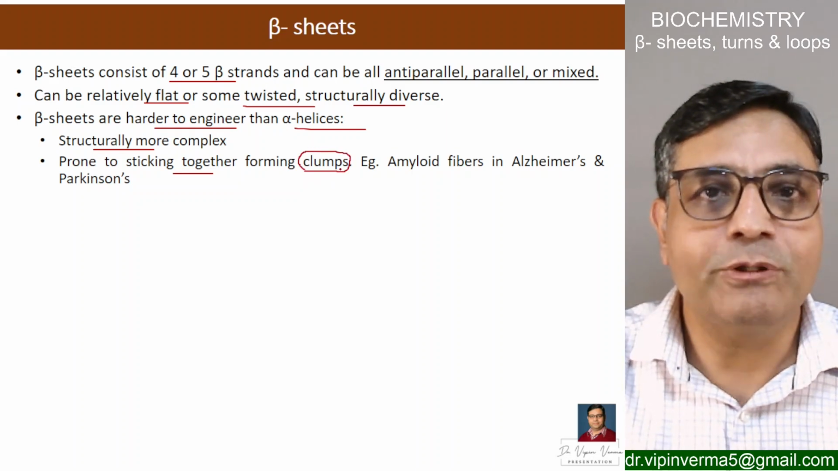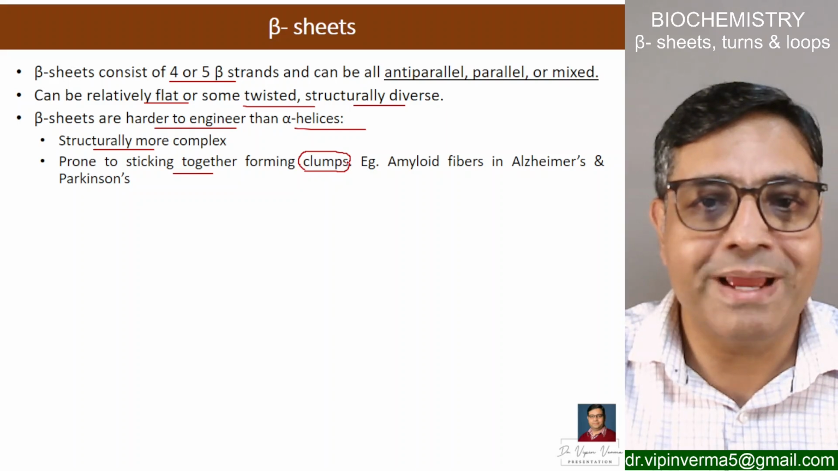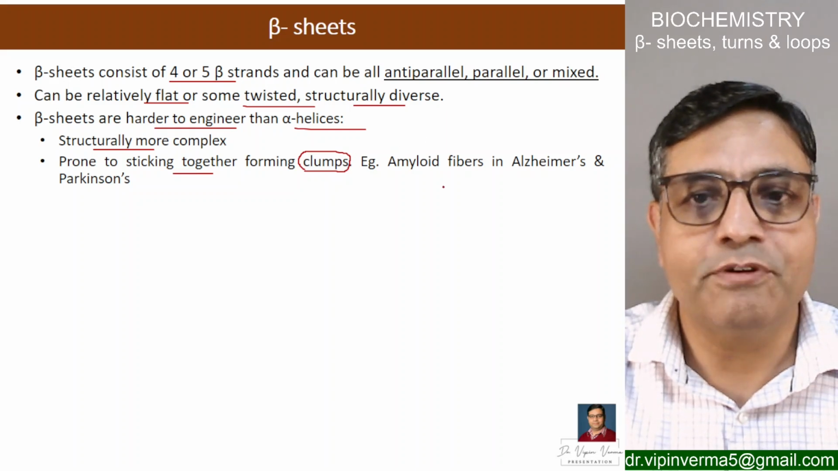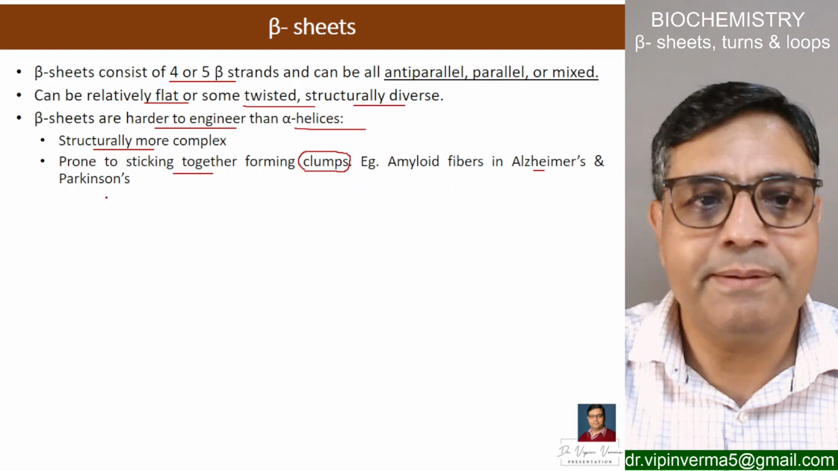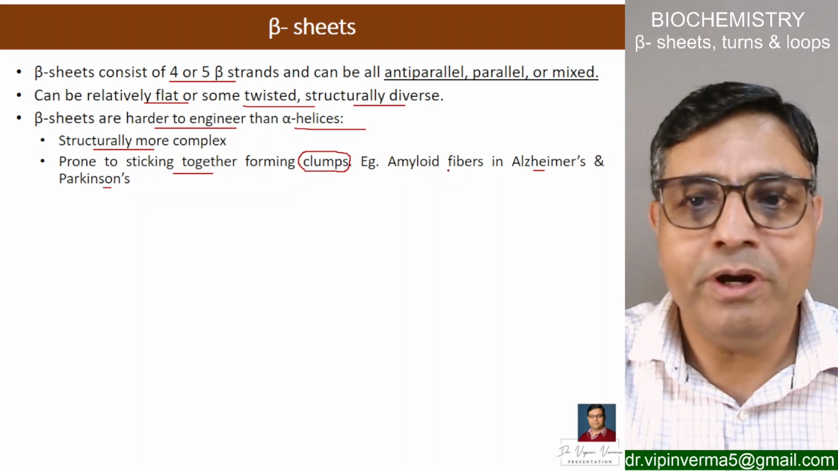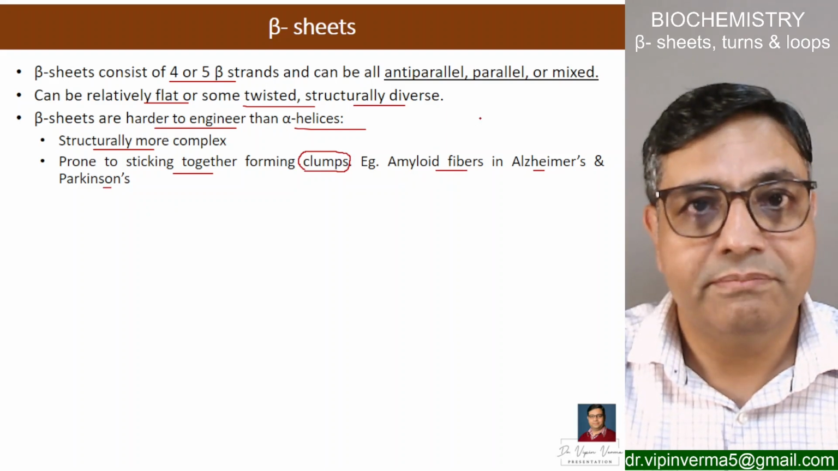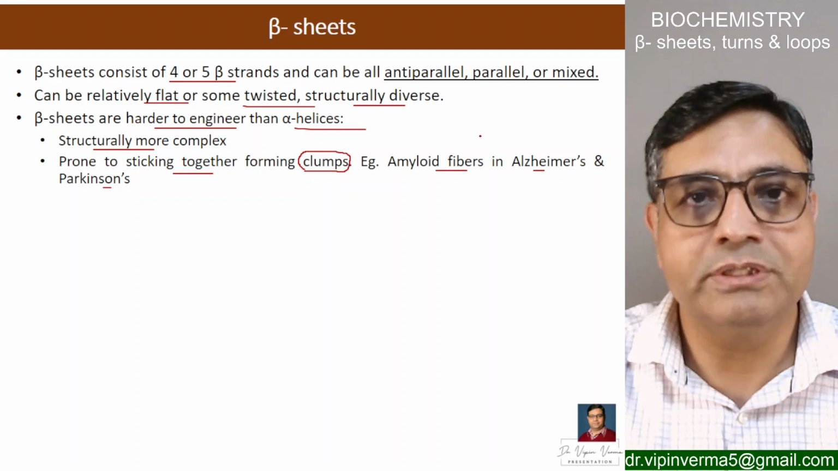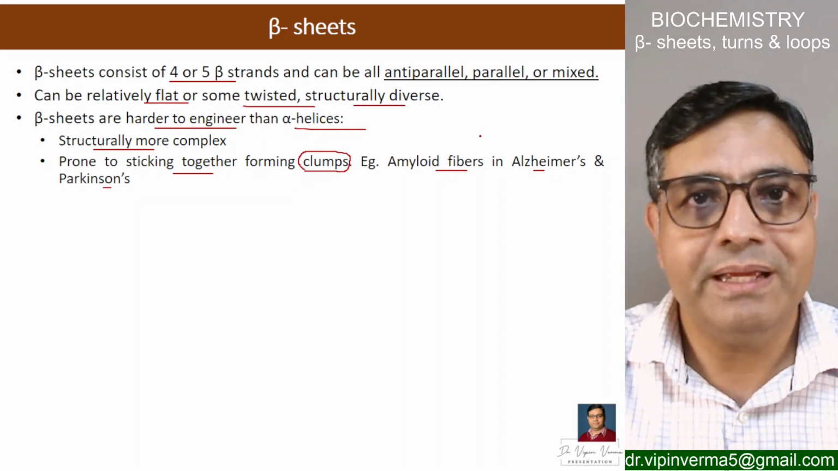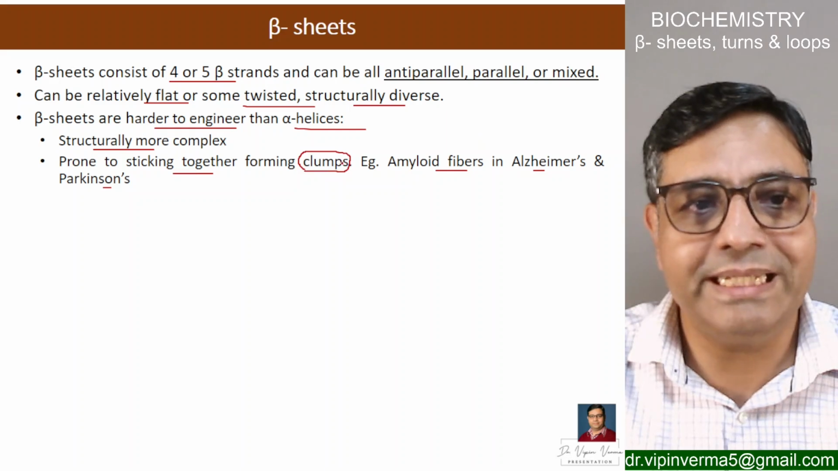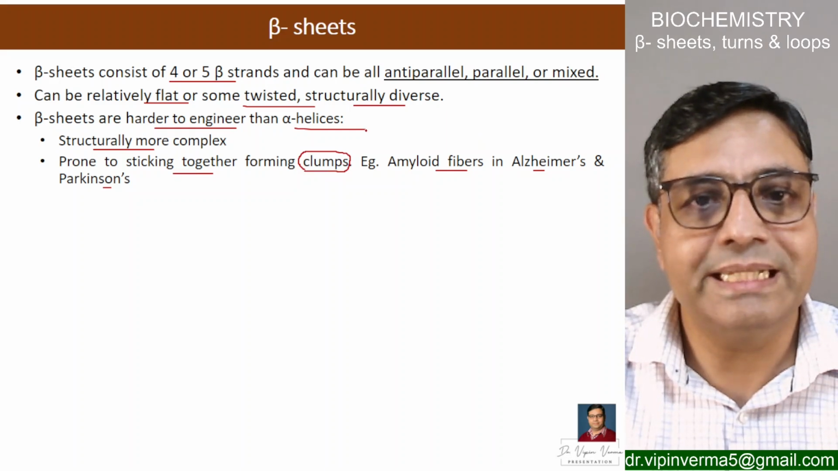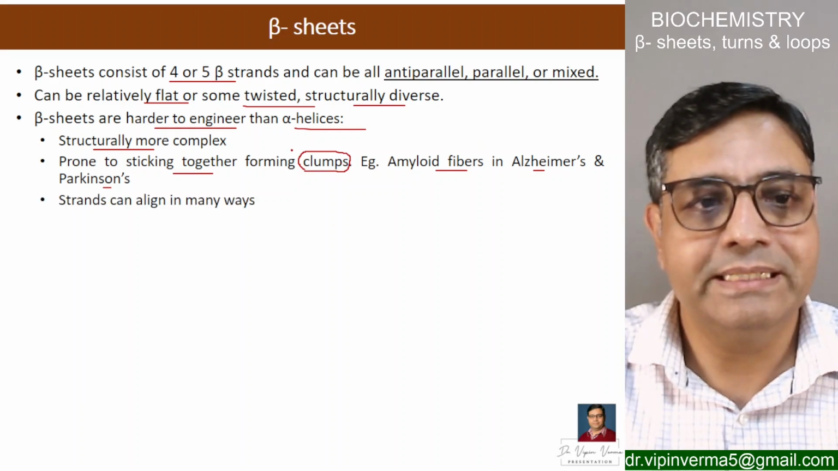And in many pathologies, for example, Alzheimer's and Parkinson's, amyloid fibers, they clump together, they stick together, and they cause the disease. So this clumping is very much seen in case of the beta sheets as compared to the alpha helices.